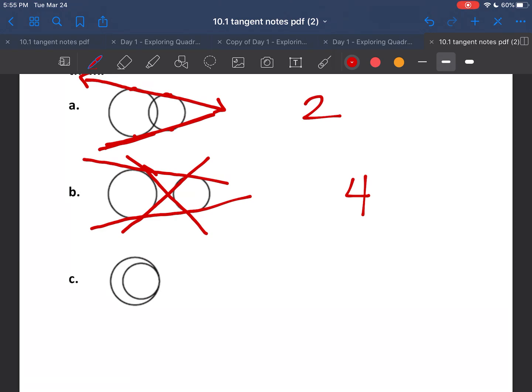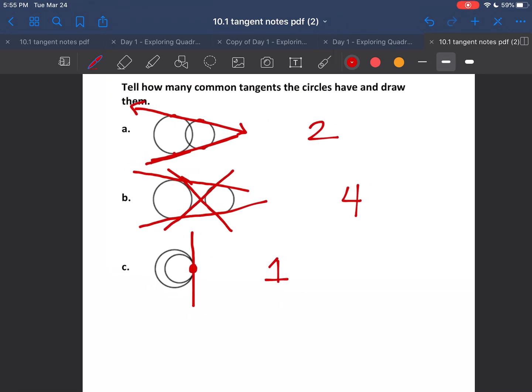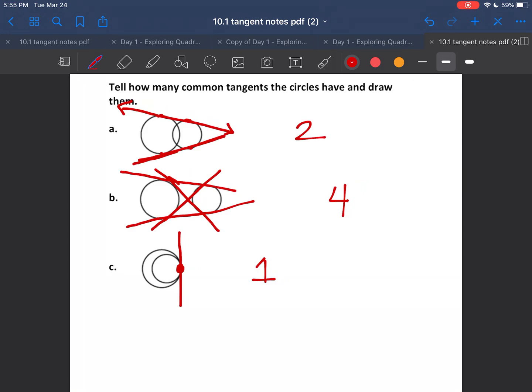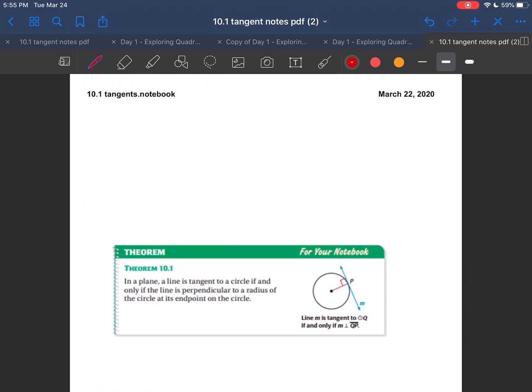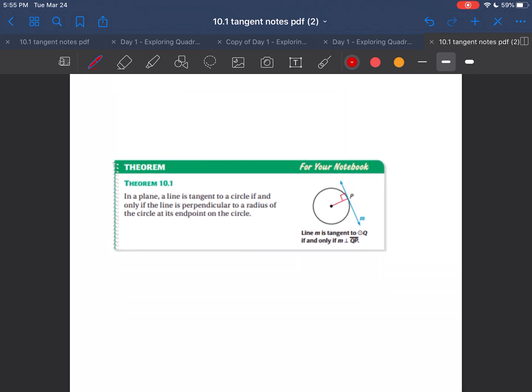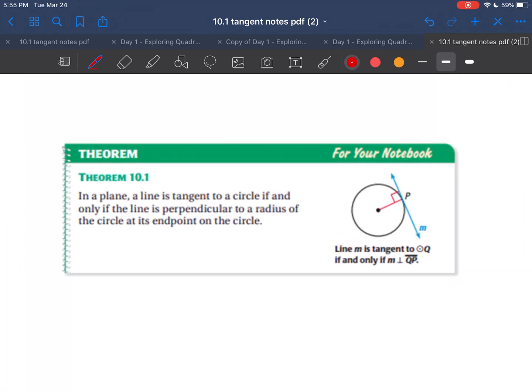That way it touches at one particular point. There is only one here on this last example, and it's right here because this particular dot is along both of your circles. So there's only one that is going to work on that. Alrighty. We really just have two theorems. Our first theorem talks about a tangent.